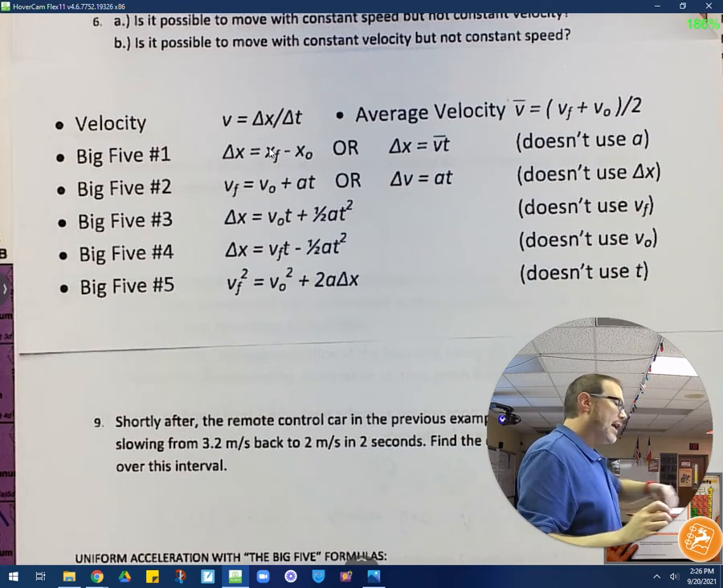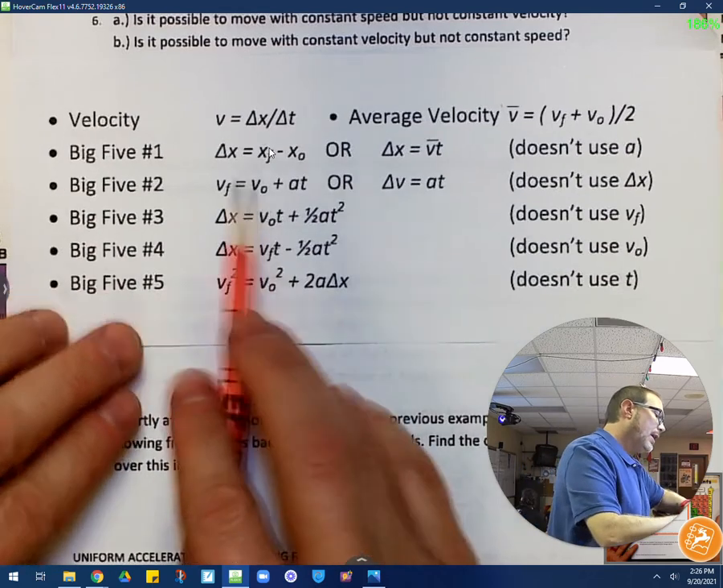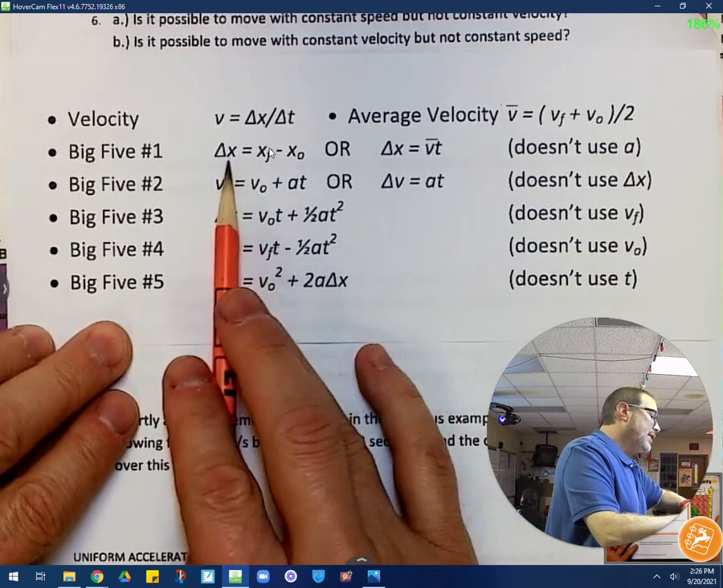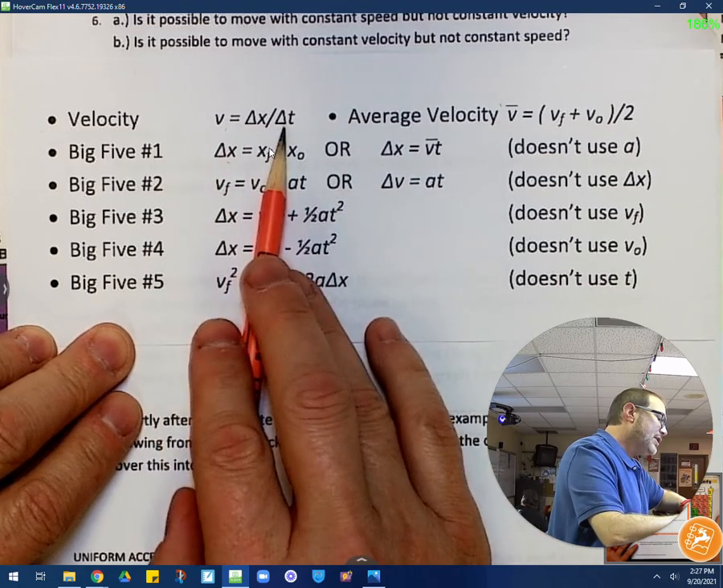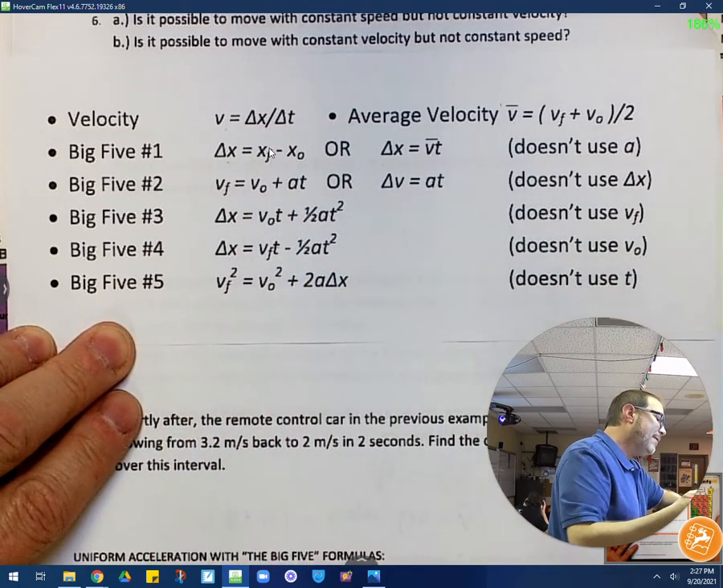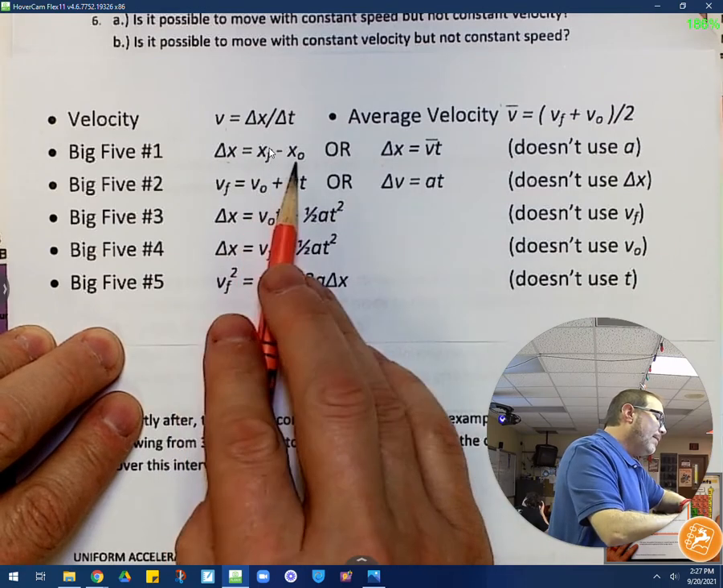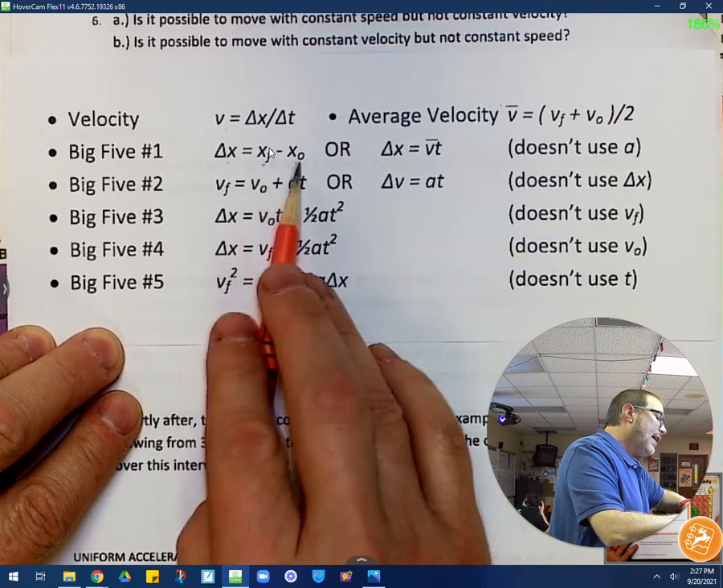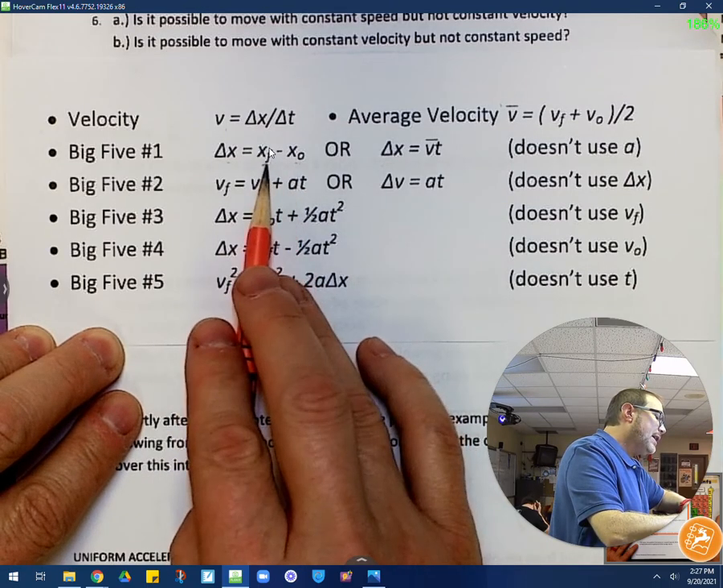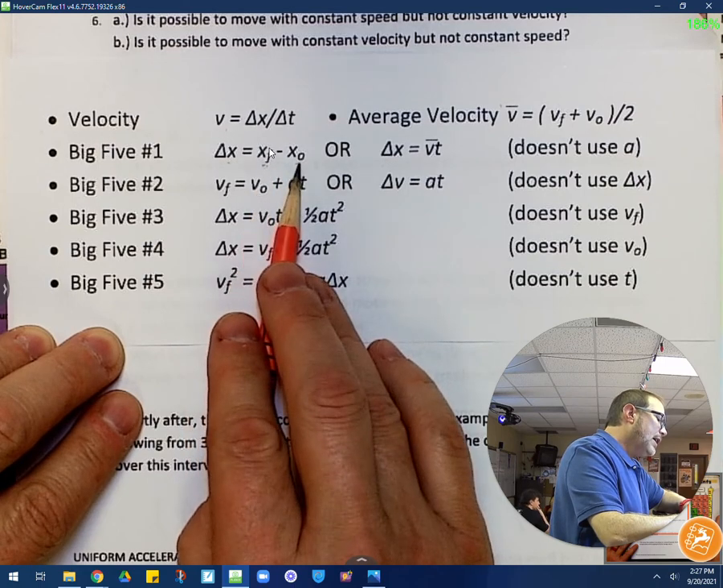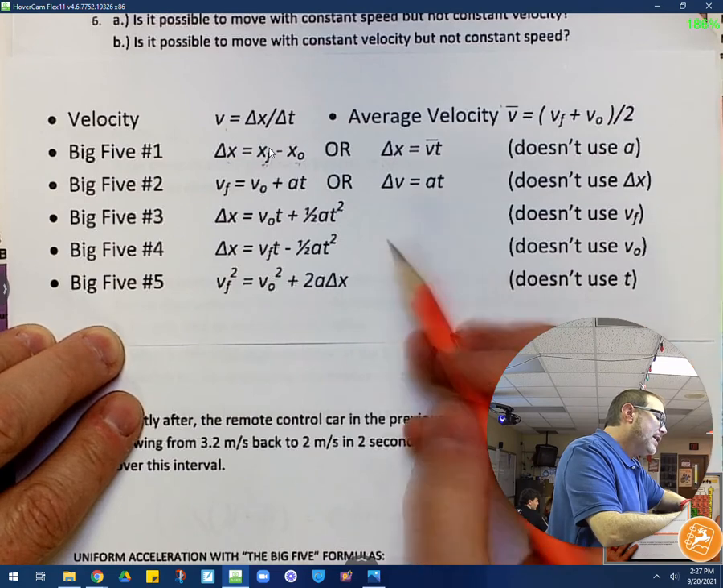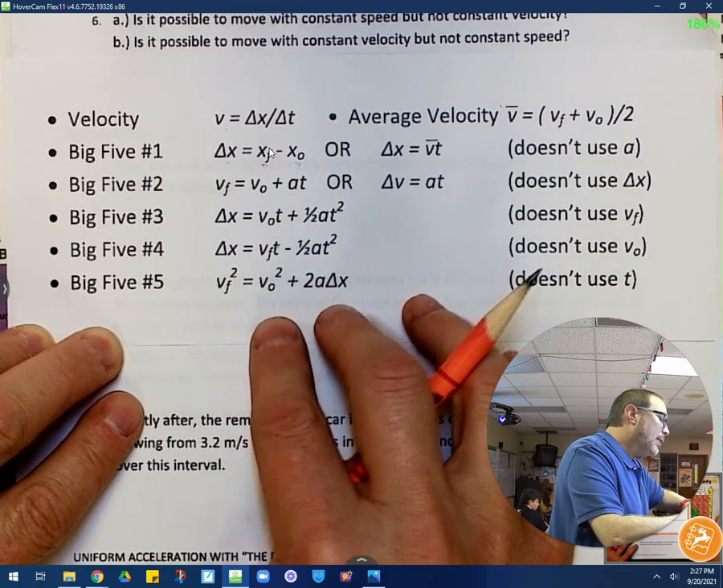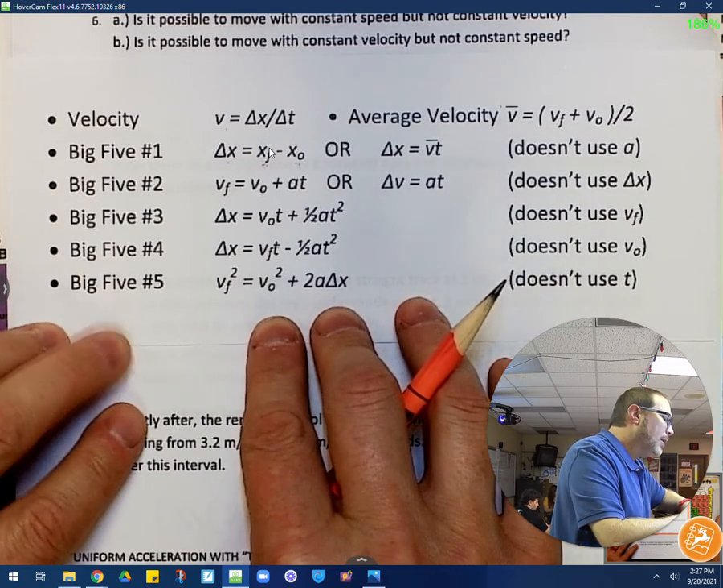Just kind of show you how these work. Delta x, you've already seen, that's displacement. V is velocity. Delta t is change in time. T is time itself. When you've got an xf and an x sub o, that's final position, original position. So what else on here? What are some letters that we haven't talked about? Anything? No, that's totally it.